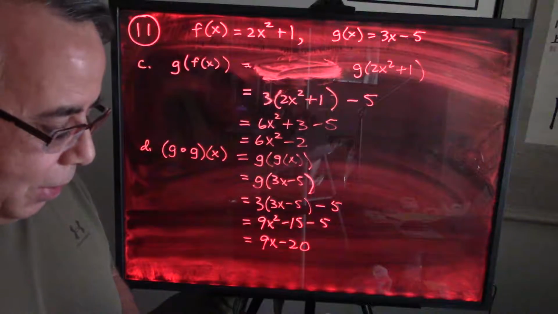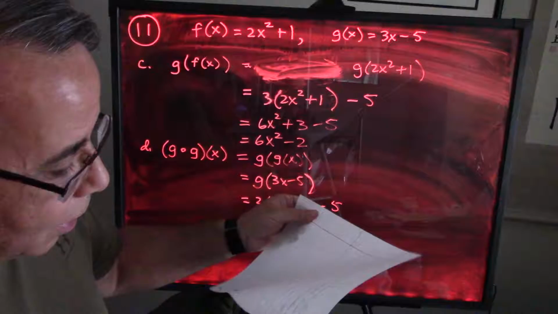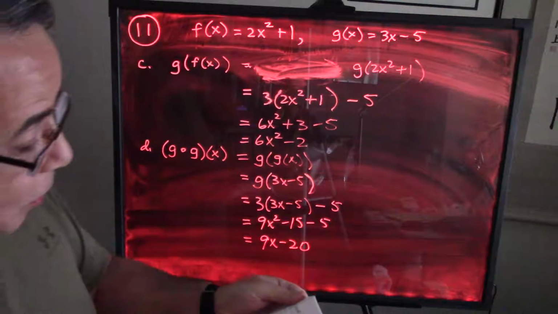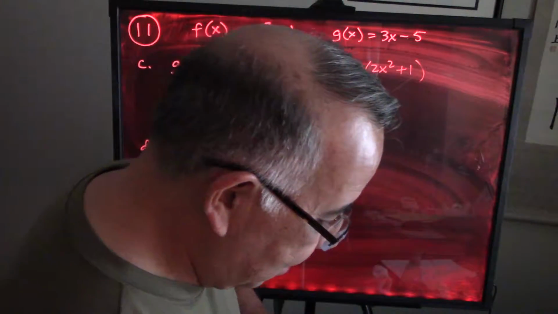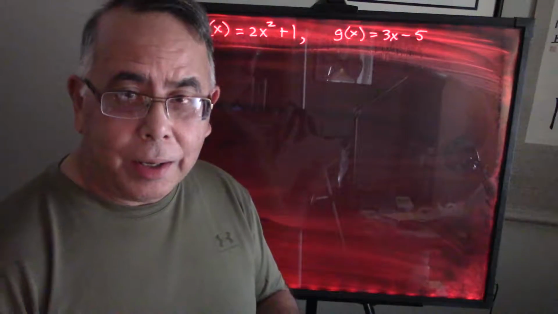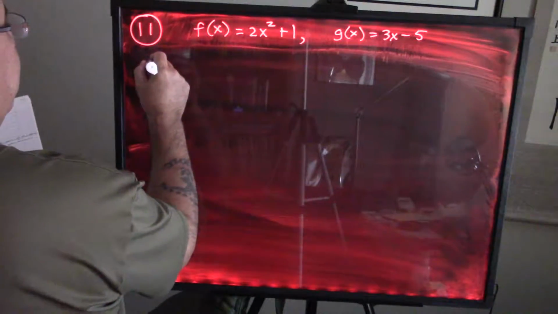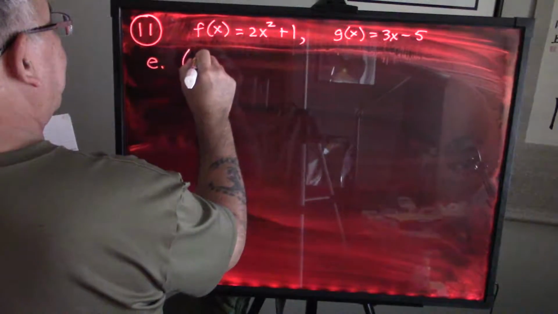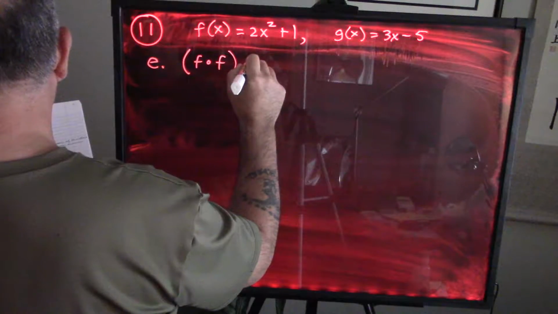Dare I make a guess that the other one's f composed with f? Let's see. Ah yes, they're thinking, oh, it's f composed with f of negative 2. Okay, well, let me do some quick erasing again. Okay. Part E. We have f composed with f at negative 2.